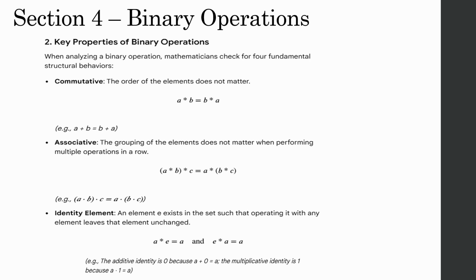Identity element. An element E exists in a set such that operating it with any element leaves the element unchanged. For example, A star E equal to A and E star A equal to A. Addition of zero is an example. A plus 0 equal to A or 0 plus A equal to A. Multiplying by 1 is another example, where A star 1 equal to A or 1 star A equal to A.